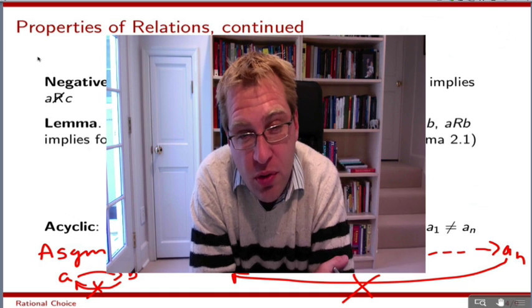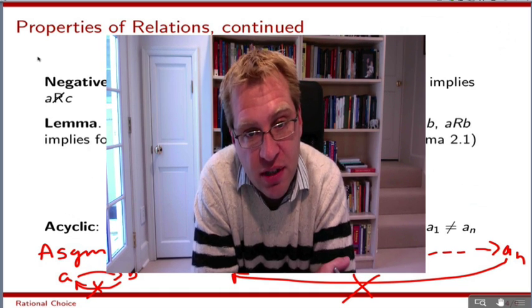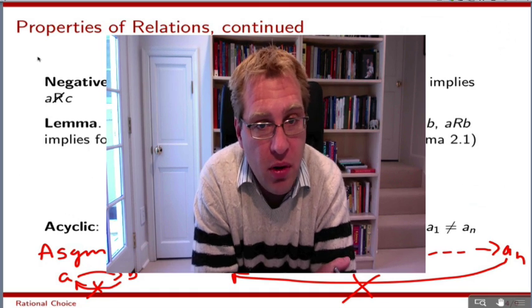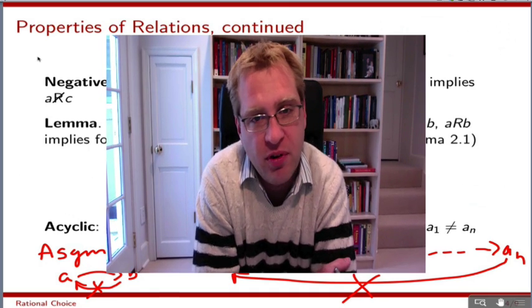So this concludes our discussion of basic properties of relations. In the next part, we're going to talk about preferences and how we talk about preferences in this book.